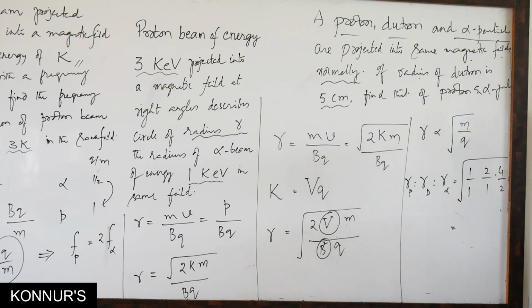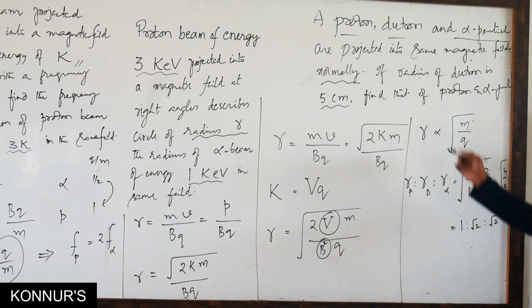So what is this one? Write all the roots. For alpha particle this is 4 by 2. So the ratio is 1 : root 2 : root 2. R is proportional to root of m by Q. I have given the ratio: for proton, mass and charge; for neutron, mass and charge; and for alpha particle, mass and charge. 1 : root 2 : root 2.